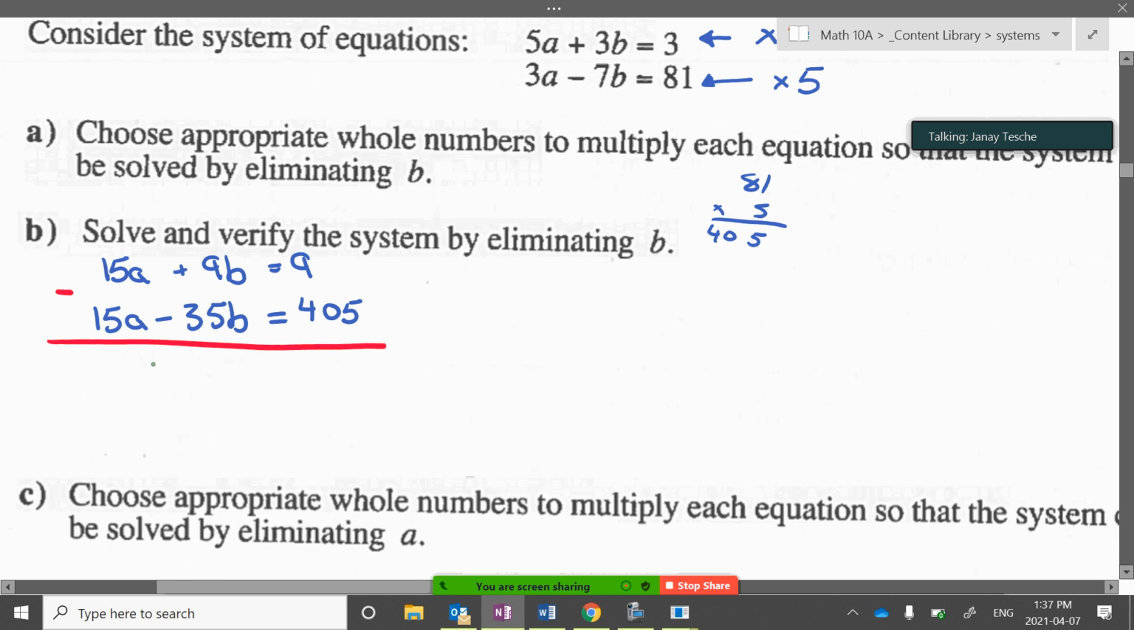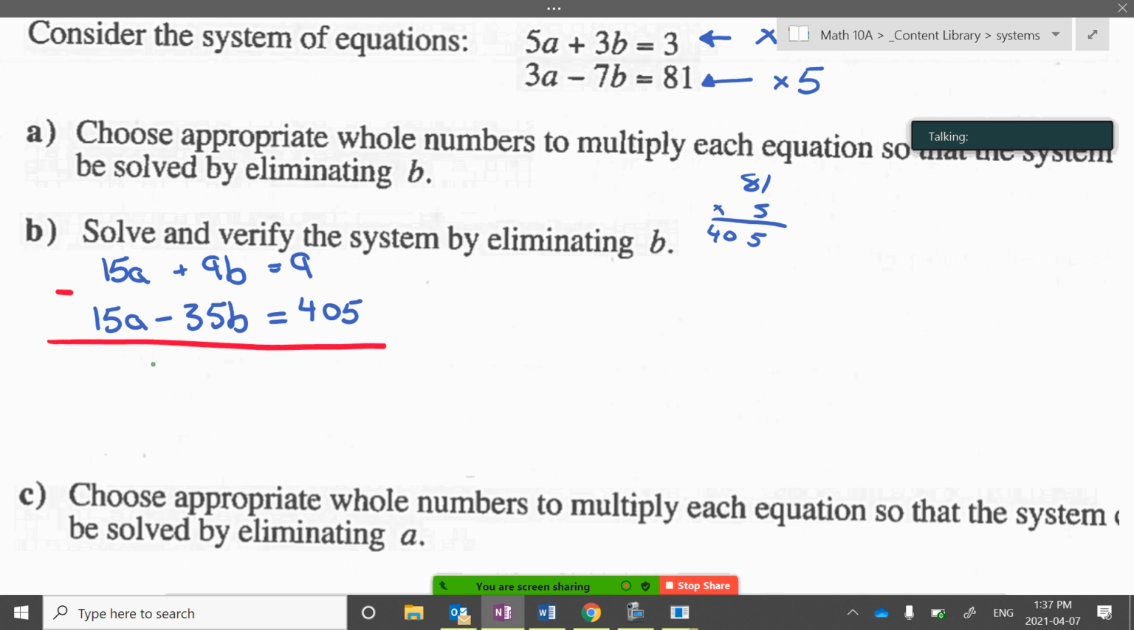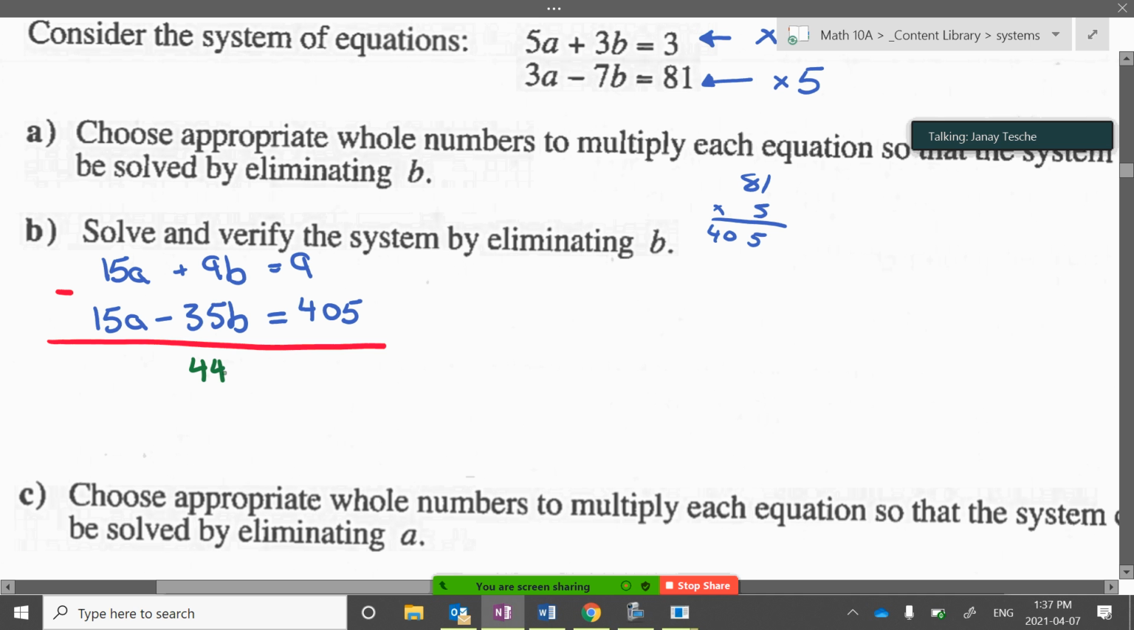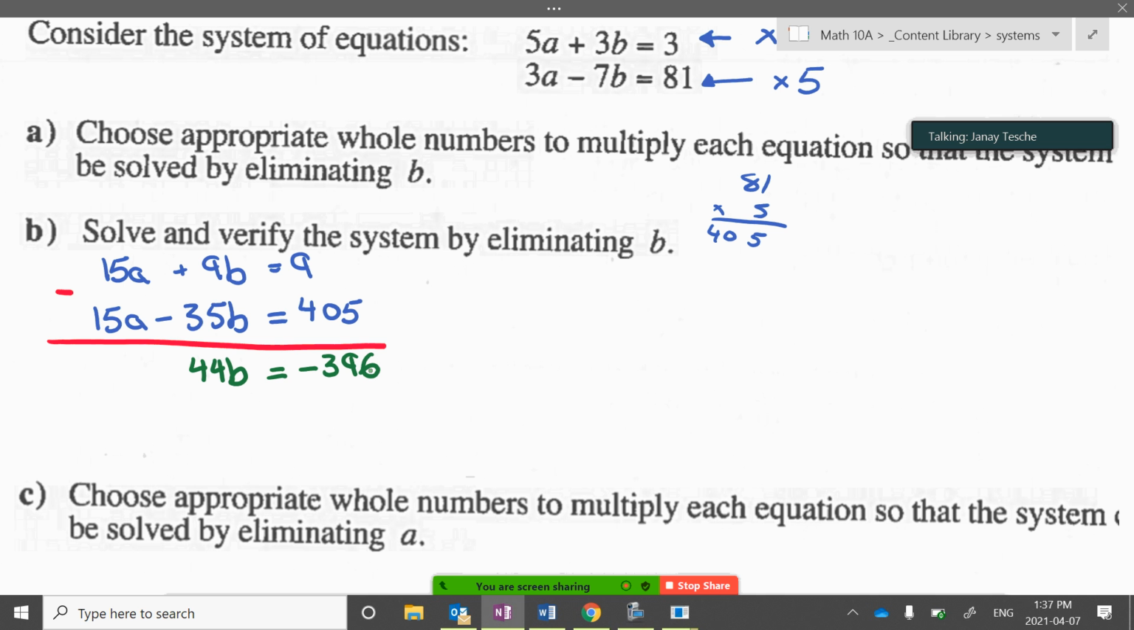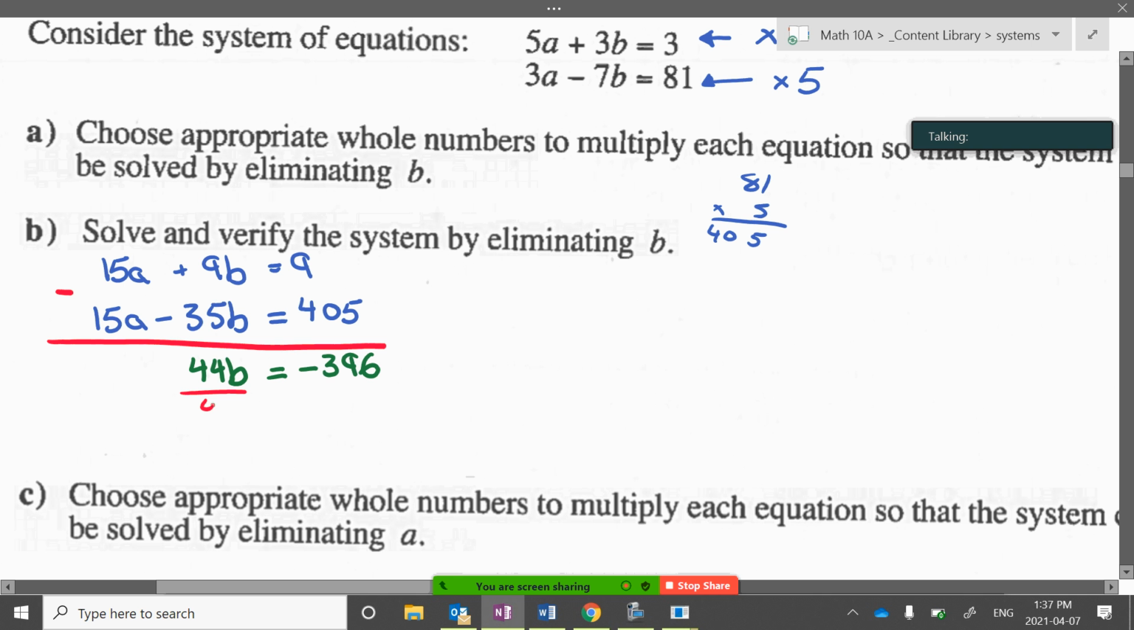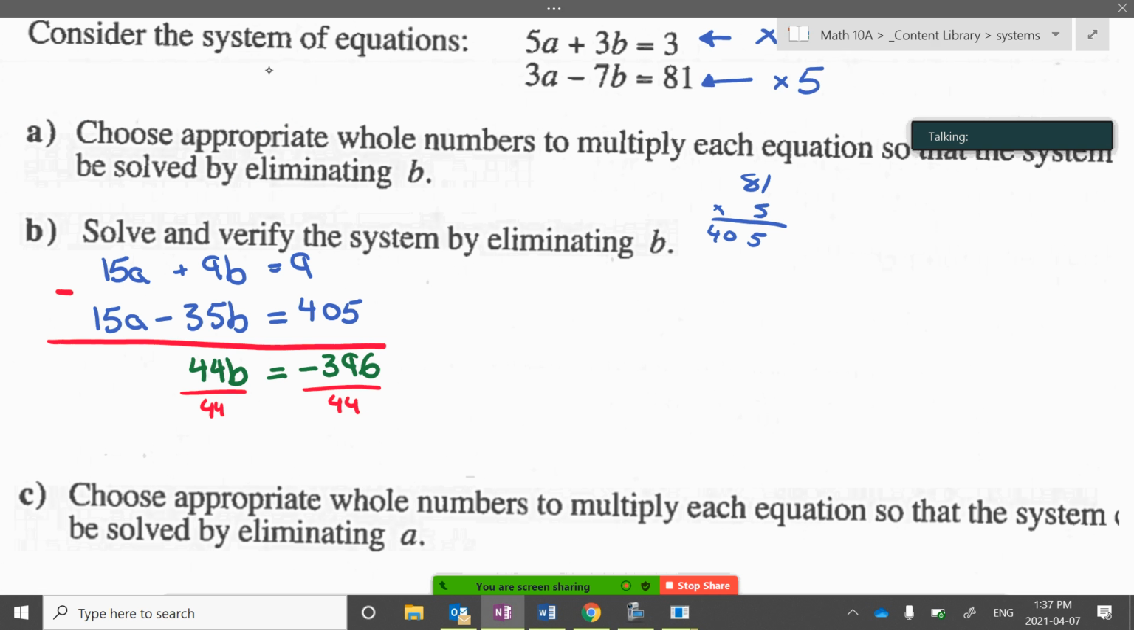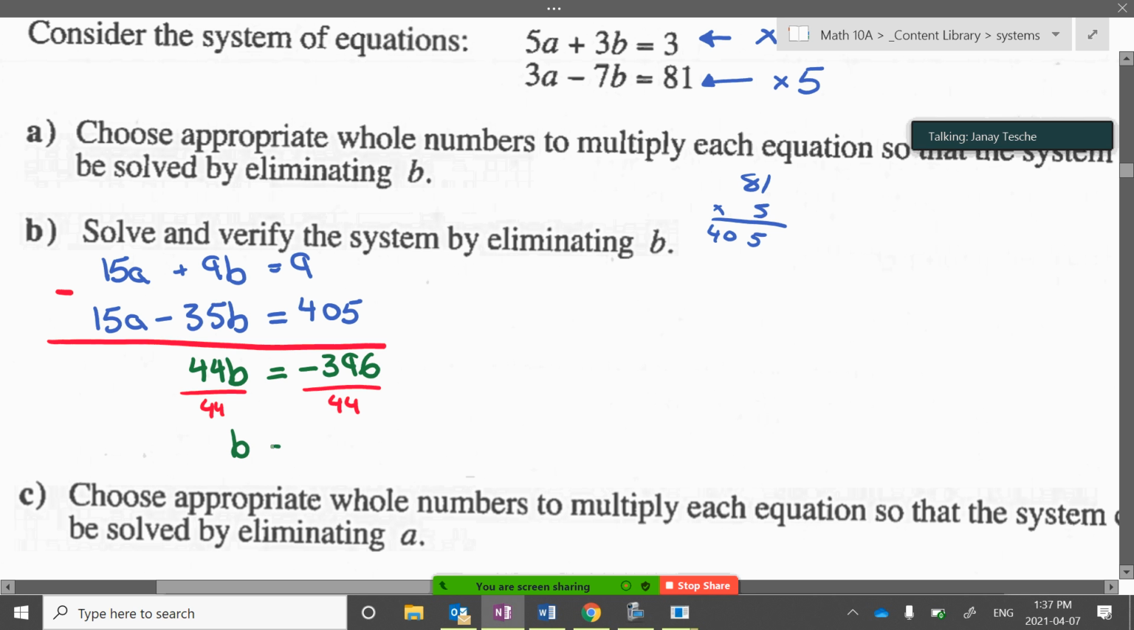15 minus 15 gives me 0. 9 minus negative 35. Good. So we're actually adding there. Be really careful of that. That's going to come up a lot. What is 9 minus 405, though? Good. 9 positives minus 405. Divide both sides by 44. So then b is equal to negative 9.